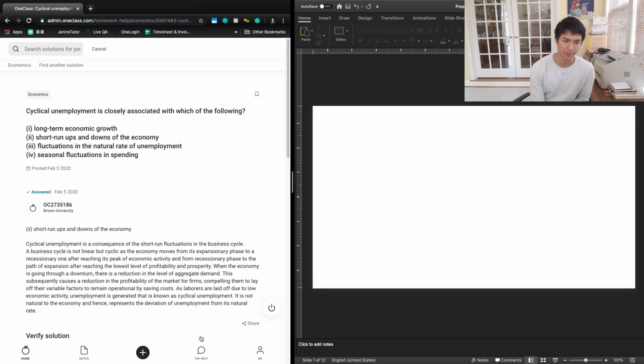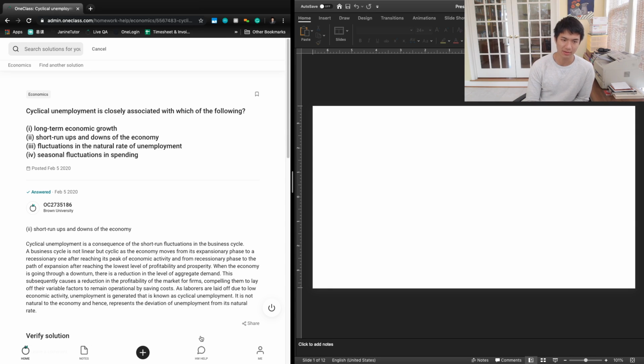So it's not going to be three. Number four says seasonal fluctuations in spending. And so spending isn't really directly related to unemployment. It's also not the case that there are large fluctuations in spending depending on what season it is. And so it's not going to be four as well. So two is going to be our best answer here.